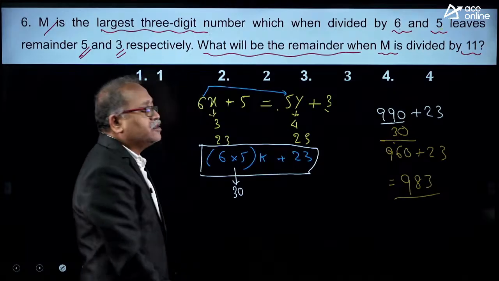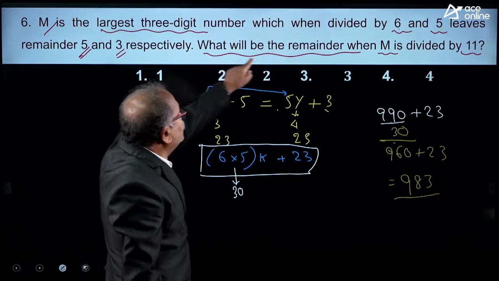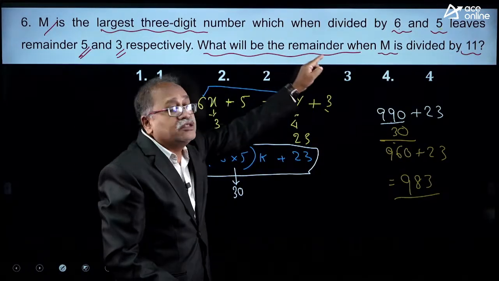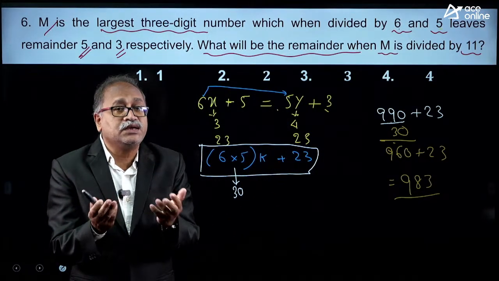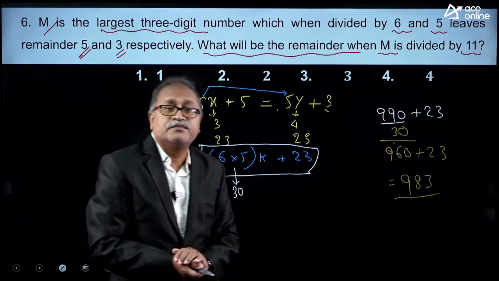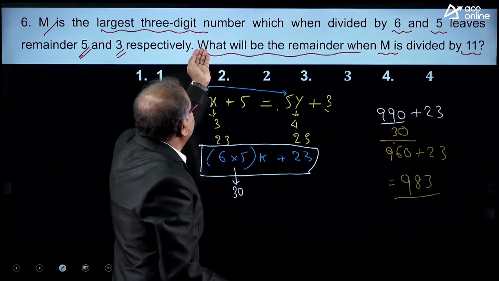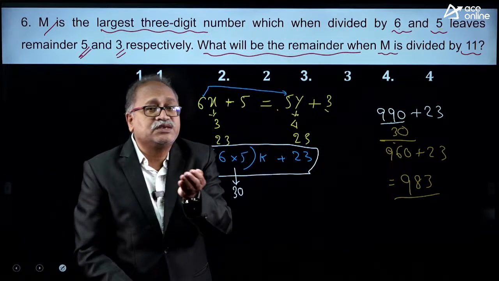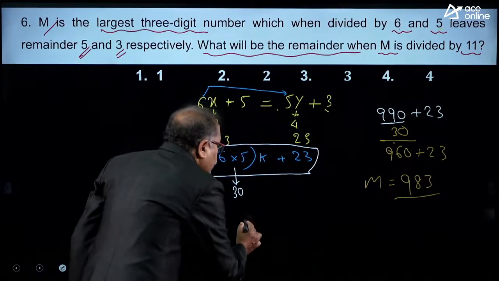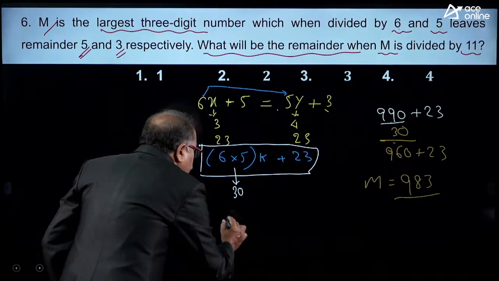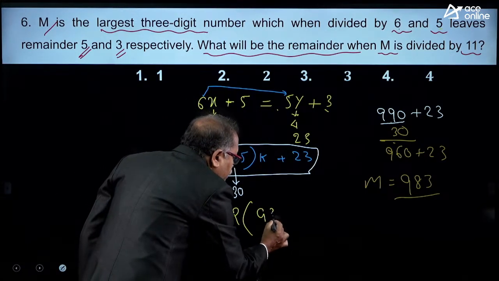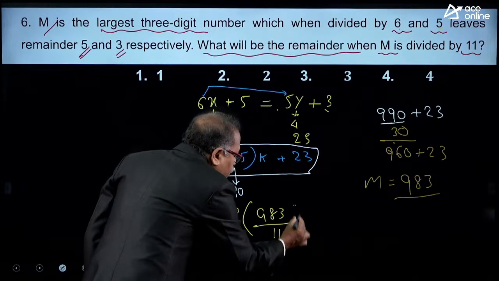So what should be the remainder? What will be the remainder? I got the largest 3-digit number under the given condition. This is the easiest way to handle the third model of LCM. We got it. Now there is a simple statement. What will be the remainder if m is divided by 11? We already got the m here. So let's take that. If m is divided by 11, you please work it out, my dear friends. It's a simple simplification. 983 when divided by 11, what will be the remainder?